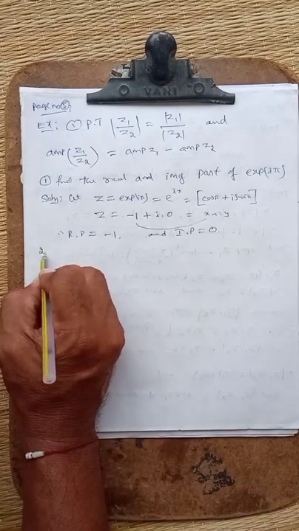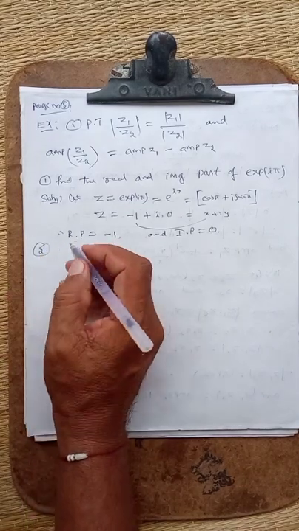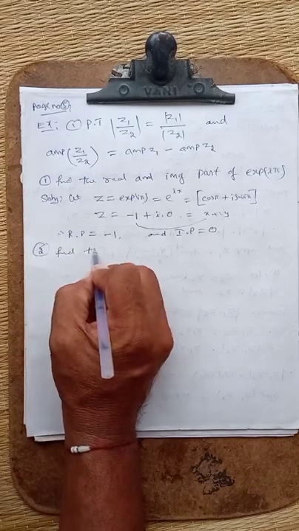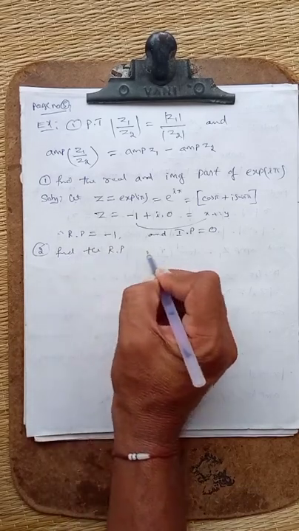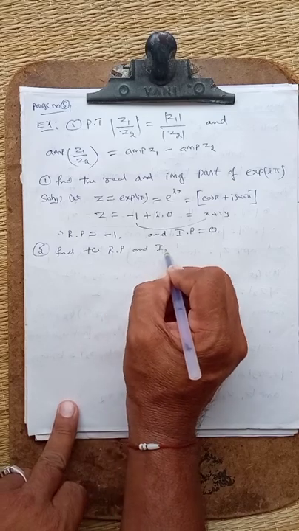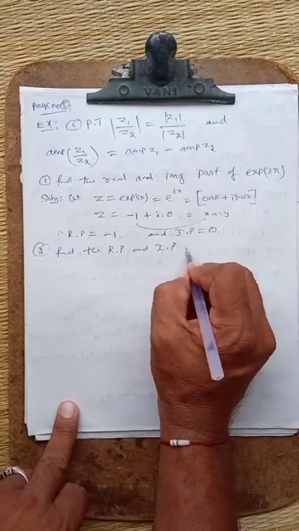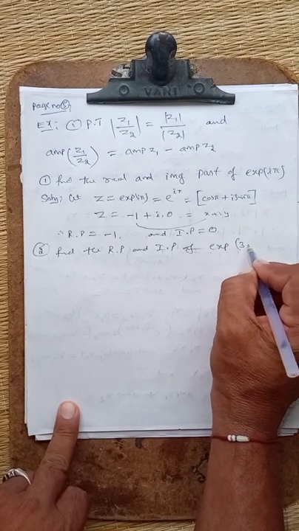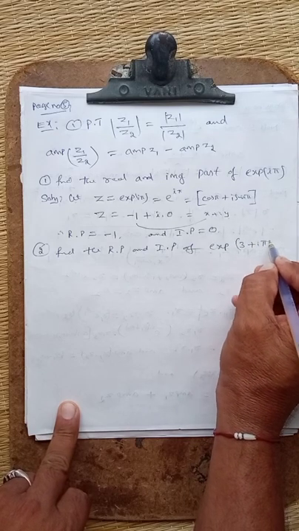Similarly, let me solve another problem. Find the real part and imaginary part of exponential of 3 plus i pi by 4.